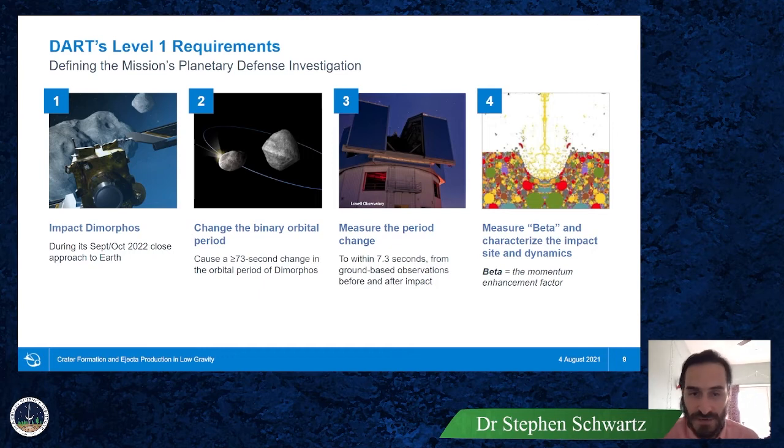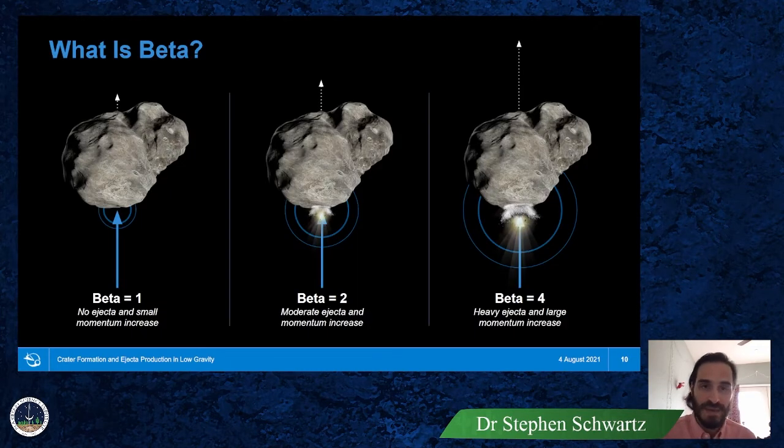And here's a quick visualization. It's not exactly accurate, but the next slide shows this beta, which is the momentum enhancement factor. Basically, what you can take from this is that the higher it is, the more ejecta has been spit out behind you, and the more momentum enhancement you give to the asteroid that you're trying to deflect.